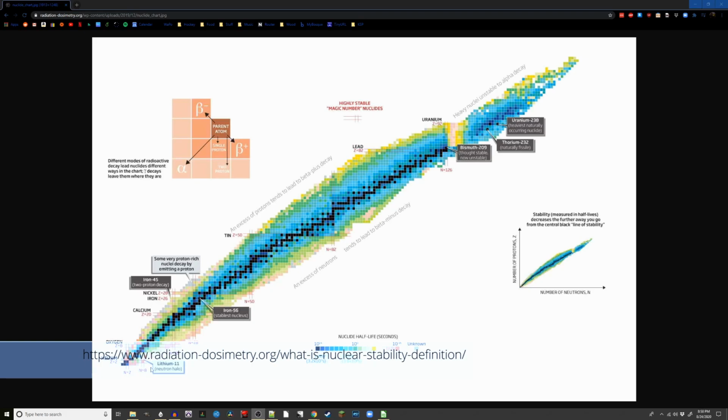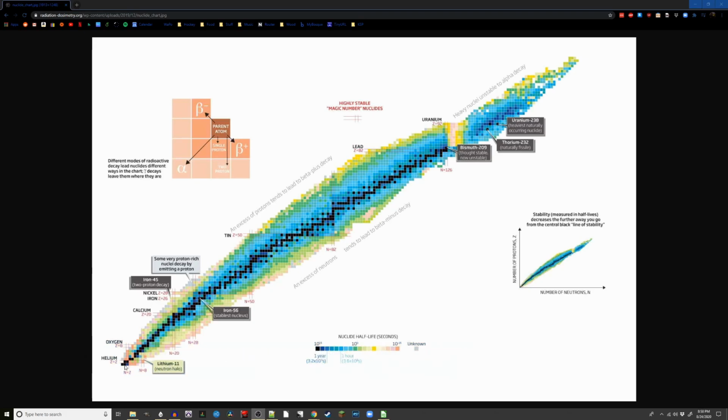This is a chart of all the stable isotopes of different elements that we know exist. The central black line here that kind of is straight, but not quite, shows the elements that are actually long-term stable. So the life of the universe, or even longer in some cases.